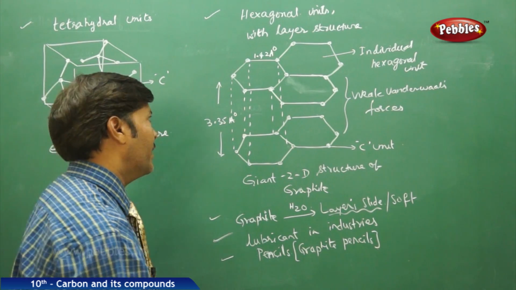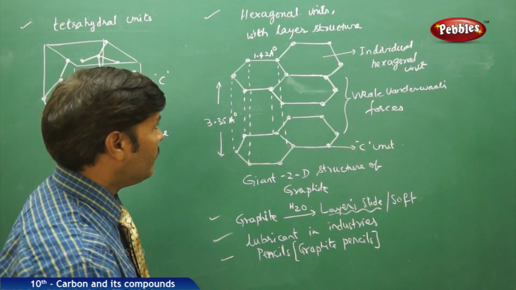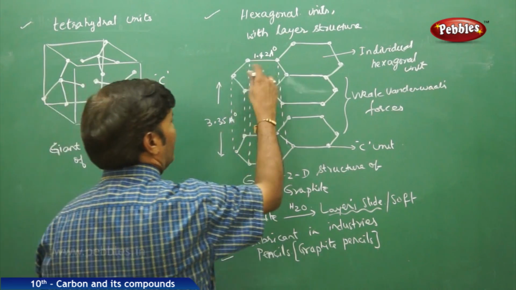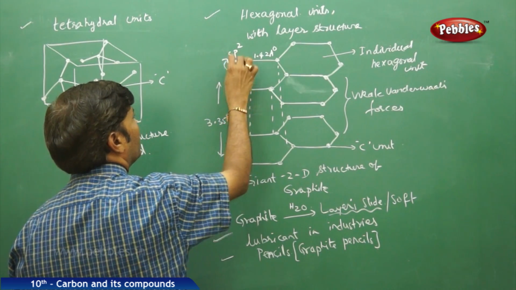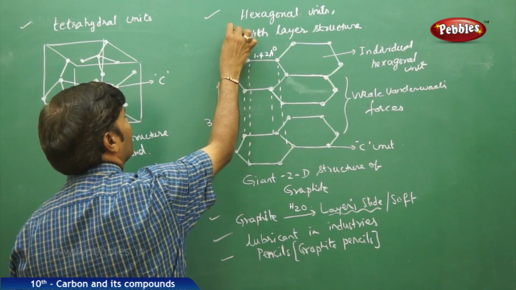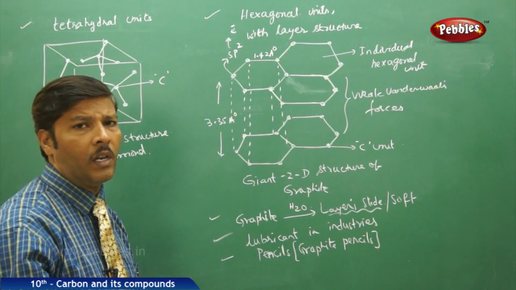of electricity. And graphite is a good conductor of electricity because it contains a free electron, because each carbon in the graphite is undergoing sp2 hybridization. When it is undergoing sp2 hybridization, it contains one free electron.